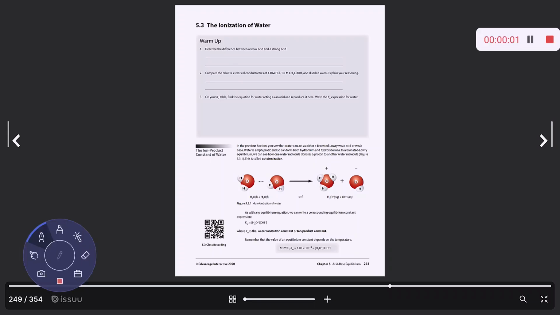Okay, I'm going to do 5.3 and 5.4 together because they go together. They're based upon pH calculations, so it just makes sense for me to introduce all of the equations that you will be using at once. And you don't have to memorize the equations. I give all of them to you, okay?